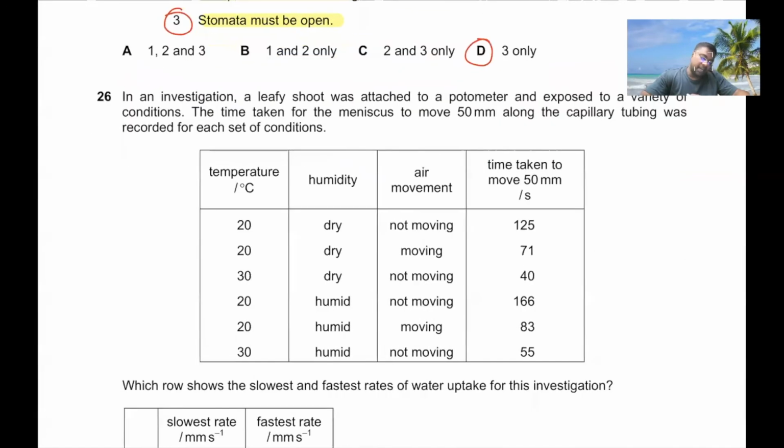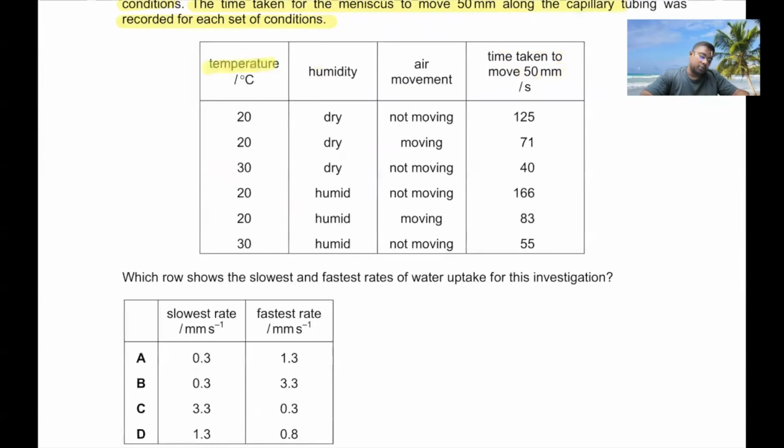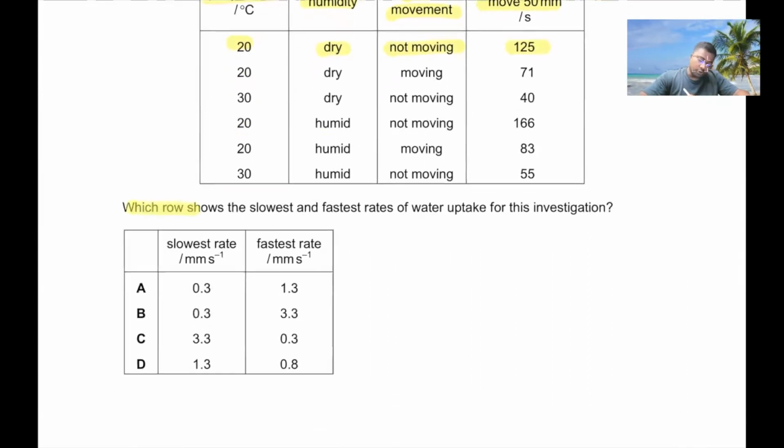26. In an investigation, a leafy shoot was attached to a potometer exposed to a variety of conditions. The time taken for the meniscus to move 50 millimeters along the capillary tubing was recorded for each set of conditions. Temperature, 20 degrees Celsius, humidity dry, air not moving. Time taken to move 50 millimeters, 125. Let's read the next question. Which row shows the slowest and fastest rate of water uptake for this investigation?